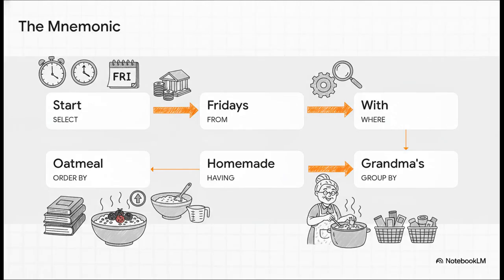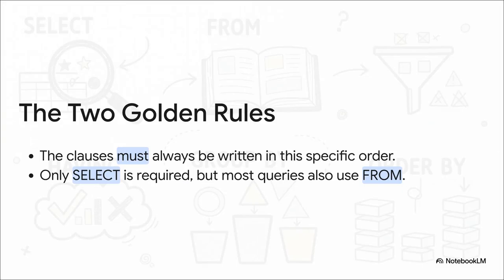Now, how in the world are you supposed to remember the exact order they go in? Don't worry, we've got a little trick for that. Just remember this sentence. Start Fridays with Grandma's homemade oatmeal. Kind of silly, I know, but it works. That gives you select, from, where, group by, having, and order by. Every time.